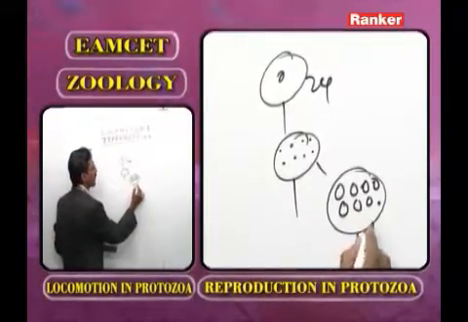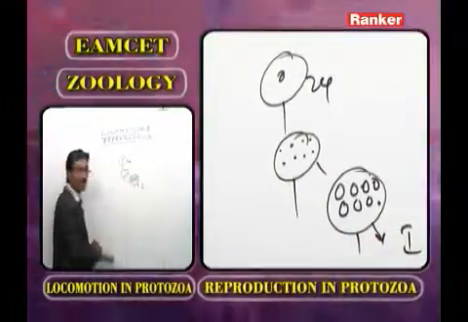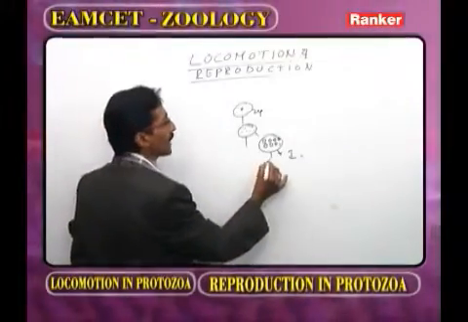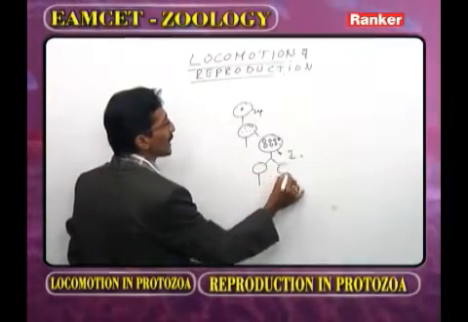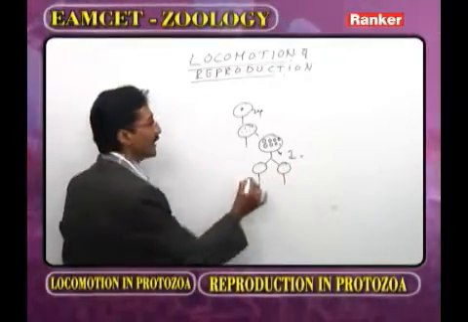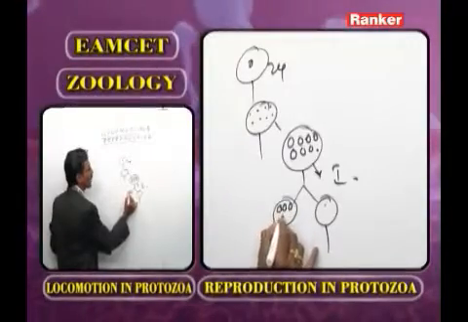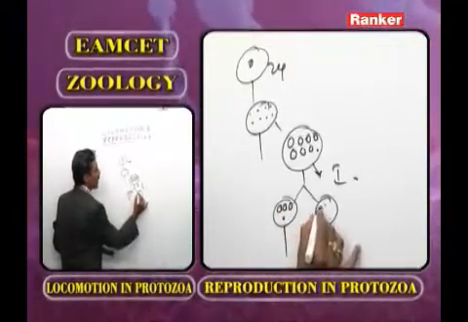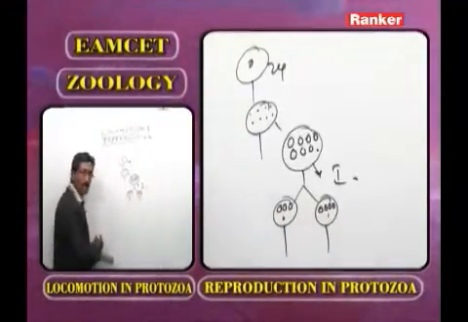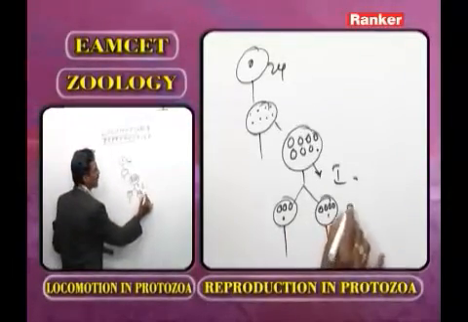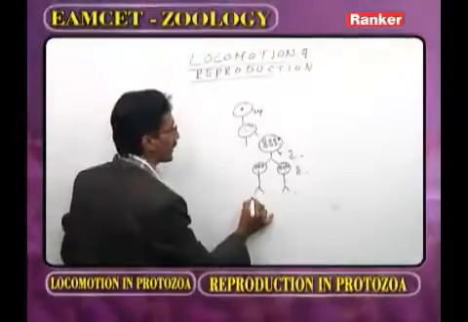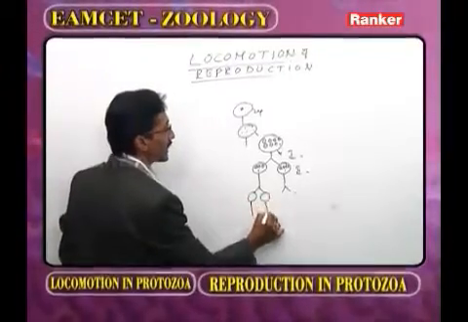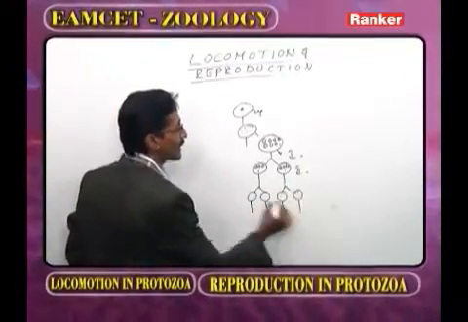Now, this one undergoes the first post-conjugation fission. How many daughter individuals will be obtained? 2 daughter individuals. Now, this is one daughter individual, another daughter individual. Here, how many macronuclei? 3. Here, how many macronuclei? 4. Now, these 2 individuals will undergo the second post-conjugation fission. Now, this is one daughter, another daughter, another daughter, another daughter.